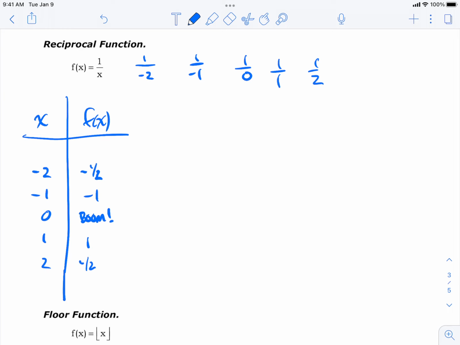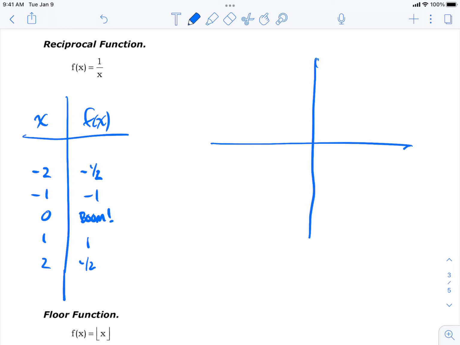Okay. Now, let's start graphing these things. So x goes this way, y goes this way. 1, 2, 3, 4, 1, 2, 3, 4. Okay, cool. So when x is -2, I'm at -1/2, right about there. When x is -1, I'm at -1, right about there.